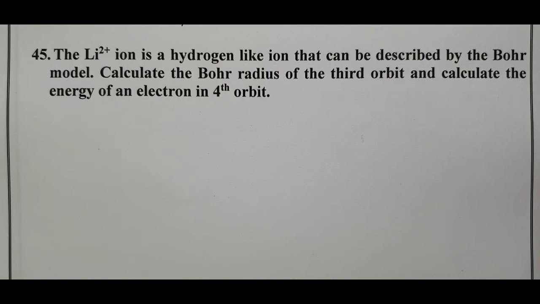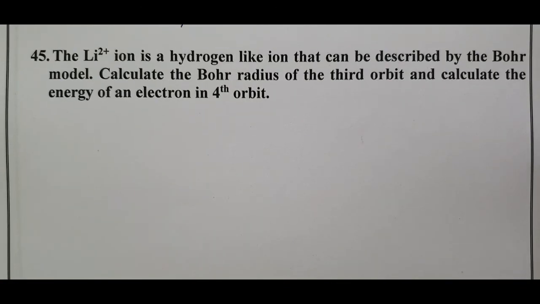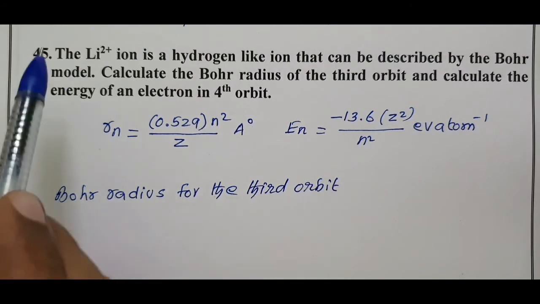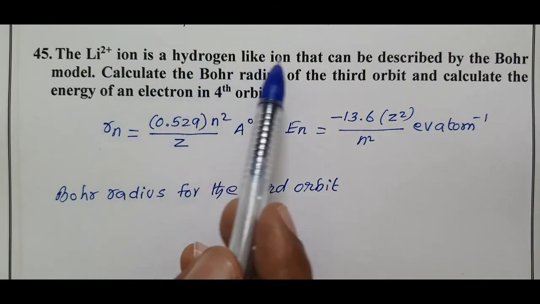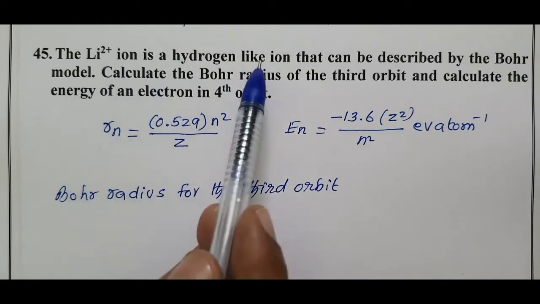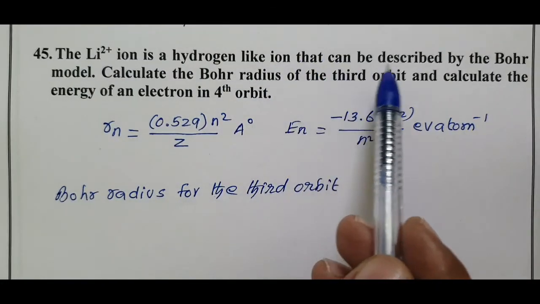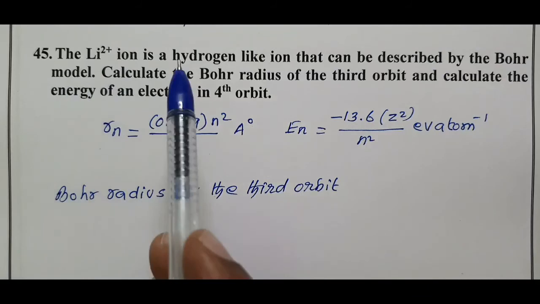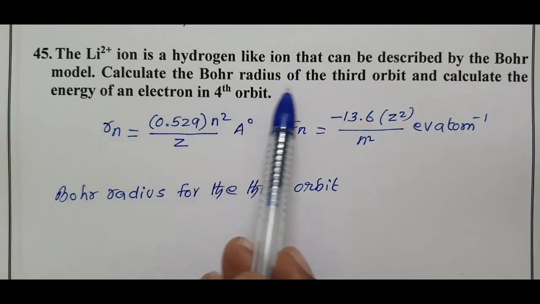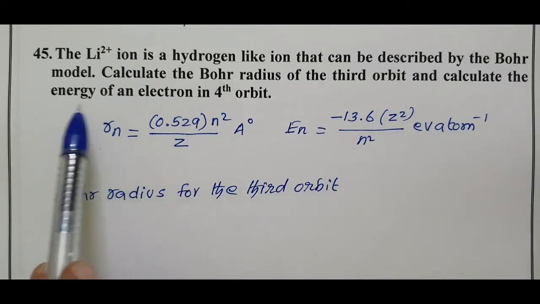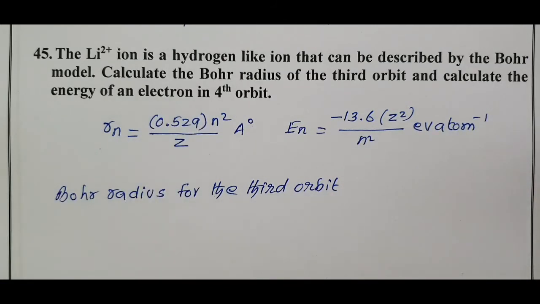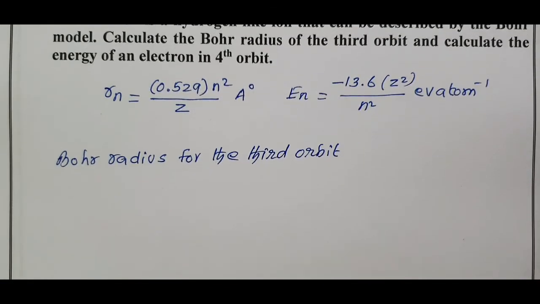Now come to question number 45. The lithium 2 plus ion is a hydrogen-like ion. That means it contains only one electron. That can be described by the Bohr model. Calculate the Bohr radius of the third orbit and calculate the energy of the electron in the fourth orbit.